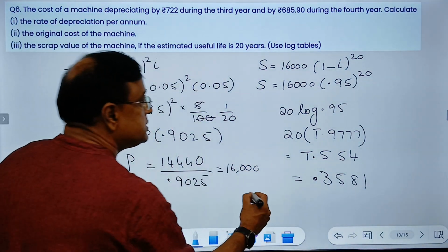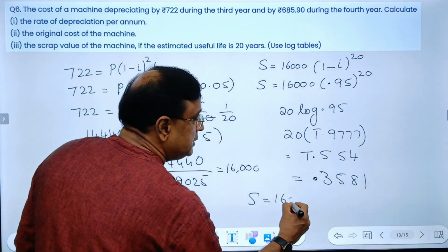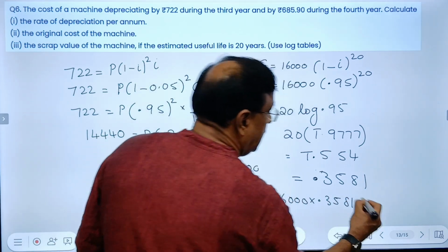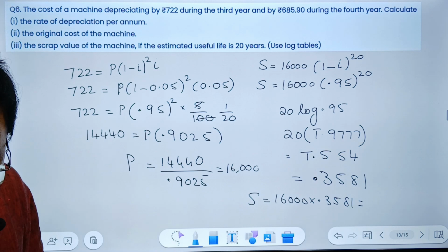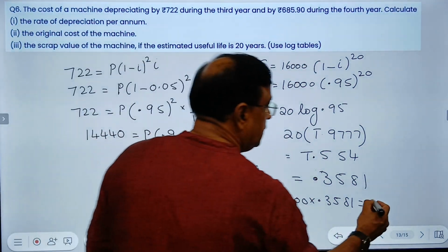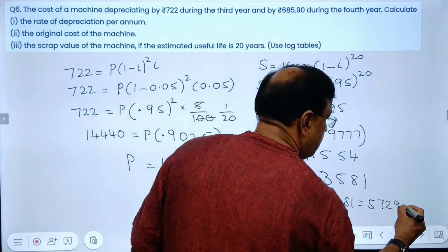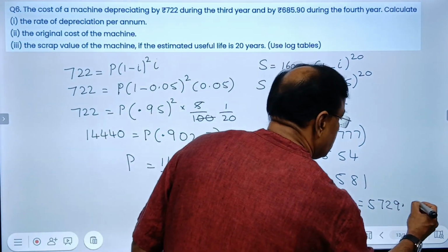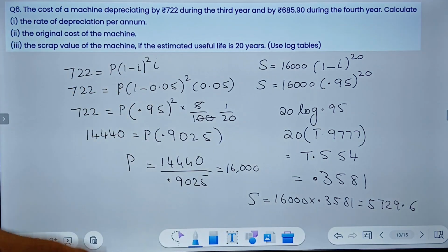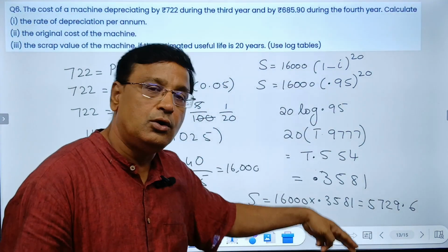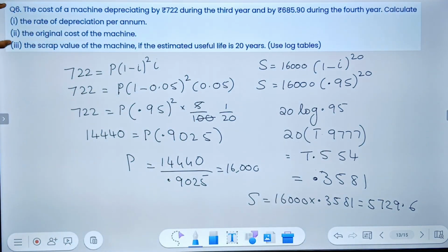Correct? So S is nothing but 16,000 into 0.3581. And if you multiply, which is not very complicated, you will get 5,729.6. You can check this, okay? Not very complicated. So basically the method is very important. I've told you how to do using logarithm also. So these are the three subdivisions for doing this problem.